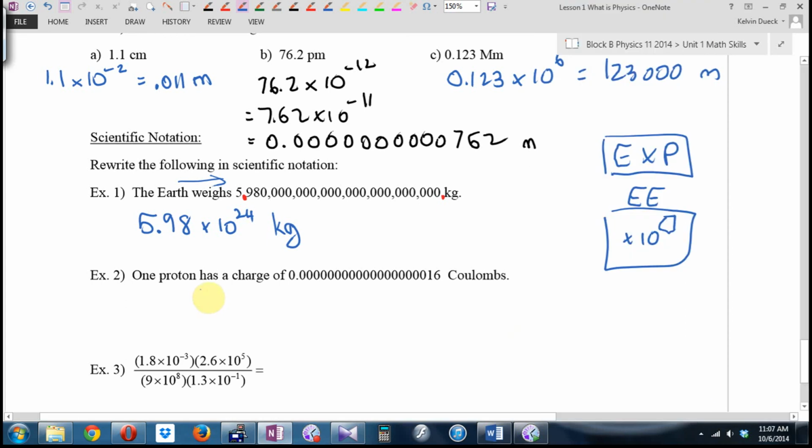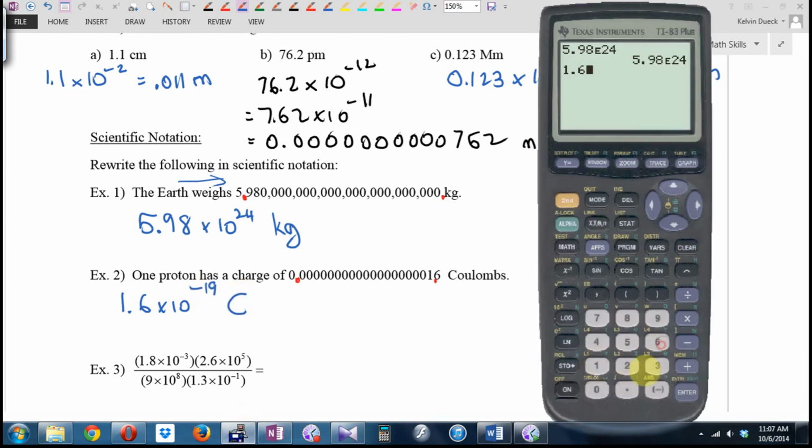Let's try for a really, really small number. So 1 proton has a charge of that many coulombs. I would go like this. The first non-zero number, 1, point, any other non-zero numbers, times 10 to the. Now this time I've moved the decimal from here to here. 1, 2, 3, 4, 5, 6, 7, 8, 9, 10, 11, 12, 13, 14, 15, 16, 17, 18. Double check, is it 19 spots? How do I show that I've gone divided by? Yeah, negative. Okay? Coulombs. If I type that into my calculator, 1.6, scientific notation button, negative 19.